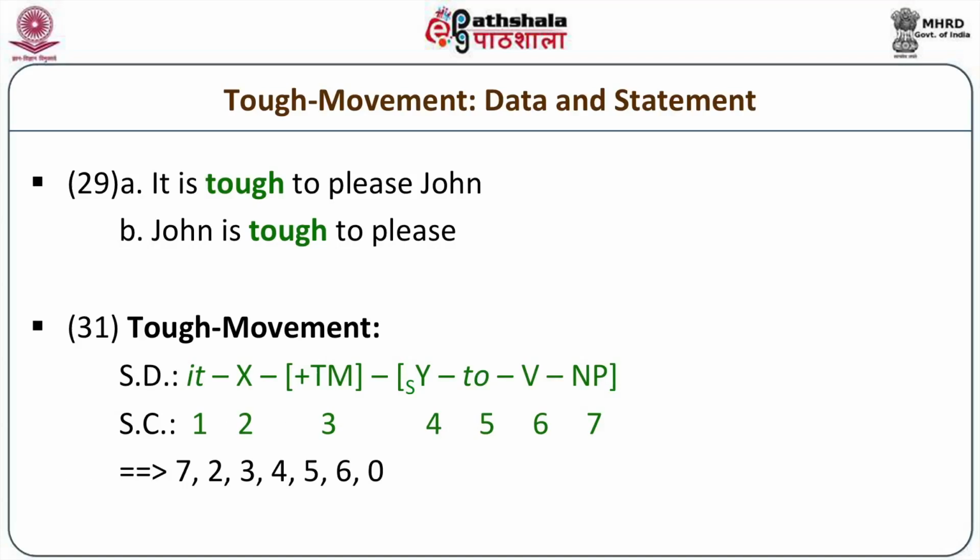Mobile objects appear in sentences like, it is tough to please John, the input to the process, and the output of the process is John is tough to please. As you see, John is the object of to please John and becomes the subject of the sentence, John is tough to please. This process is triggered by words like tough. It is therefore called tough movement. It is triggered by adjectives like tough and easy and impossible and difficult and hard and so on. So you get John is easy to please, John is hard to please, John is difficult to please, John is impossible to please.